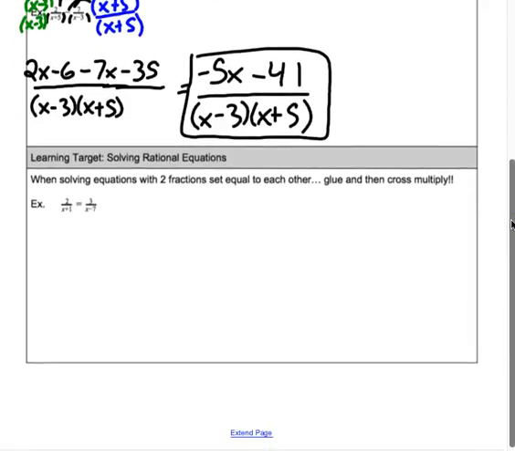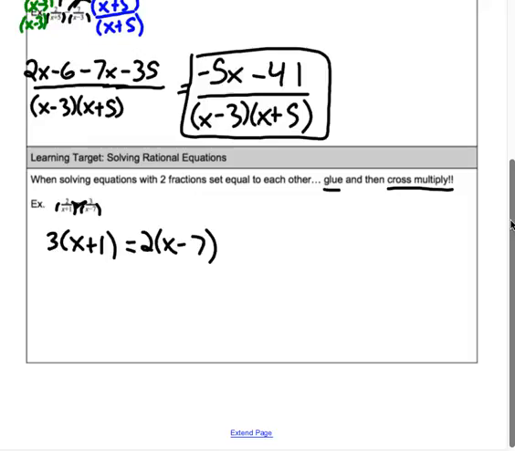All right, then last learning target. Can we solve rational equations? So again, you probably noticed a common theme here is glue everywhere. Okay, I always have my glue on. And to solve two fractions that equal each other, glue and then simply cross multiply. So I multiply the 3 times that x plus 1. And I set that equal to, when I multiply the 2 times the x minus 7.